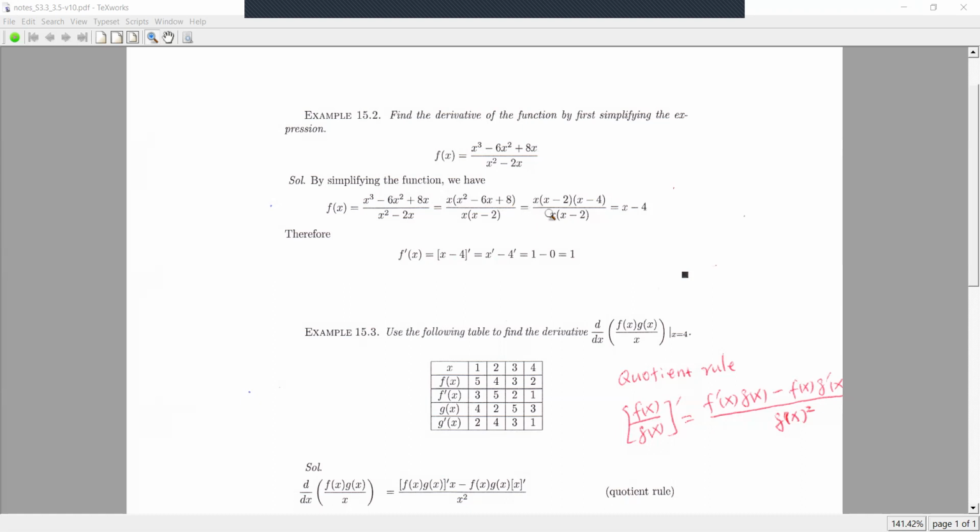Cancel x minus 2. Then we have x minus 4. This function turns out to be simple. It is x minus 4. Now, take the derivative of the function. By the difference rule, we get this equation. The derivative of x is 1. The derivative of 4 is 0. So the derivative of this function is 1.